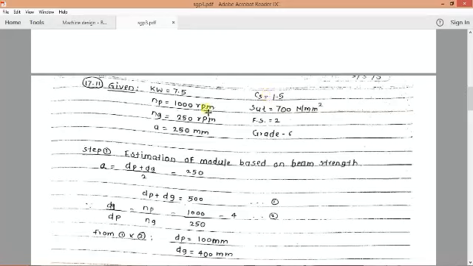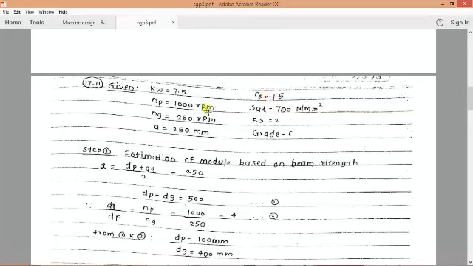After that, the center distance is given to us, that is 250 mm, and then a grade is given that will be required in the further calculations, it is a 6. So first of all we have to calculate the module based on the beam strength. For that we have to calculate the diameters of the pinion as well as the gear.